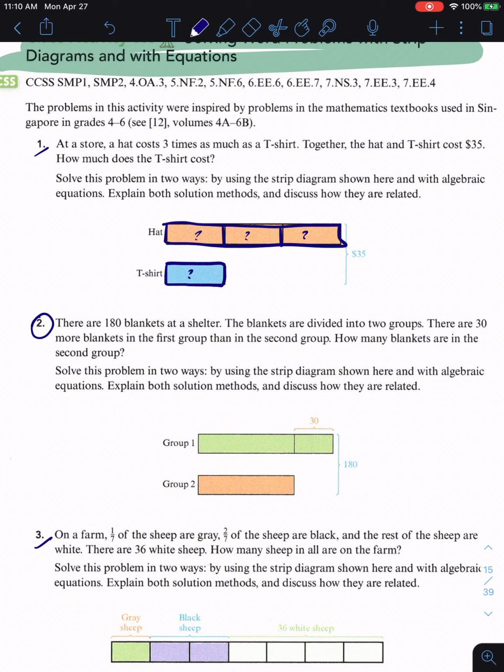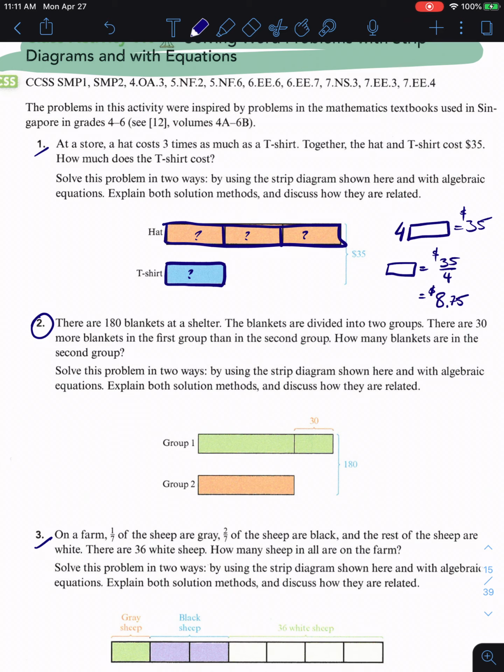also the same amount. So when we're looking at 35, we actually have 4 pieces, 4 of those blocks is $35, right? We can see that from the diagram. So then one of those blocks is 35 divided by 4. Okay, so 32 divided by 4 is 8, so it's $8 and 3/4, so $8.75. So the t-shirt costs $8.75.